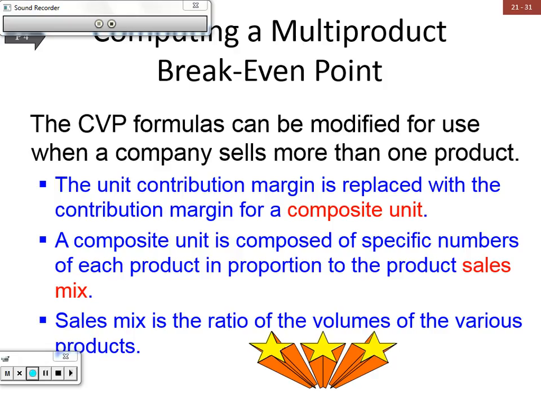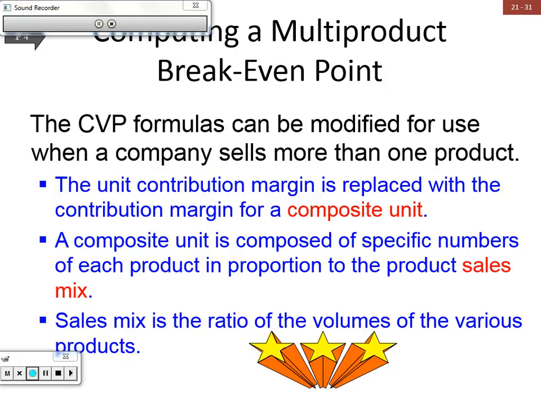CVP formulas can be modified for use when a company sells more than one product. So this is where we get to what you were reading about, the composite units. Unit contribution margin is replaced with what? Contribution margin for a composite unit. What do you think they mean by composite? And you can read in your books if you choose. What do they mean by composite unit?